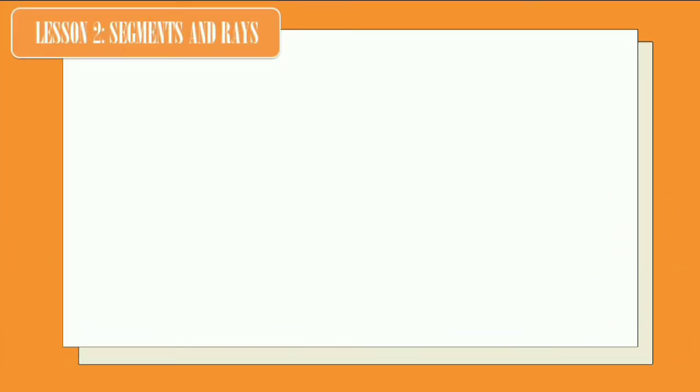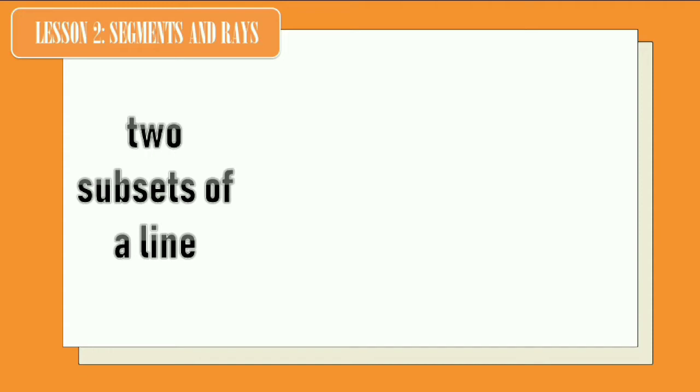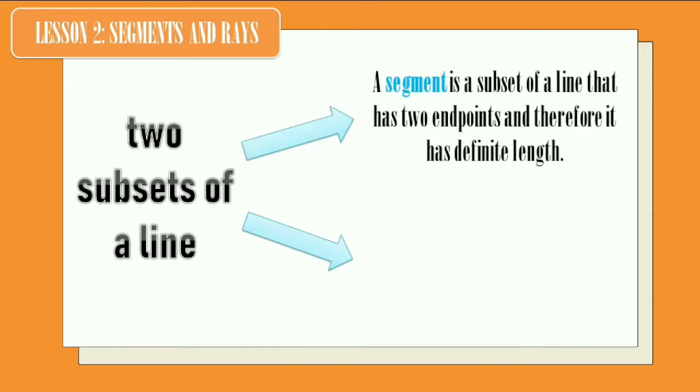Now, let's have the subsets of a line or parts of a line. There are 2. First is a line segment or simply segment. It is a subset of a line that has 2 endpoints and therefore it has definite length. So kung yung line natin ay extends infinitely in 2 opposite directions, may part yung line natin na tinatawag na segment, meaning meron siyang definite length. Kumbaga, kukuha tayo ng part dun sa line. Ika-cut natin yung line para maka-form tayo ng line segment.